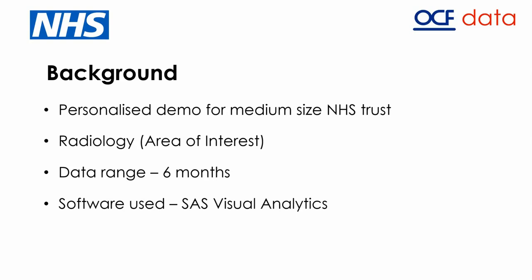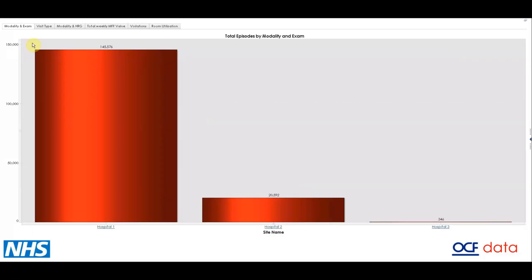We have used a BI software called SAS Visual Analytics, which is fast and flexible in-memory analytics software for large data sets. What you're now seeing on your screen is a frequency bar chart produced by SAS VA using 6 months of radiology episode data from the trust. This particular trust has three different sites, Hospital 1, 2, and 3, with Hospital 1 taking the maximum number of attendants with about 145,000 odd radiology episodes, and Hospital 2 with 20,500 odd episodes.